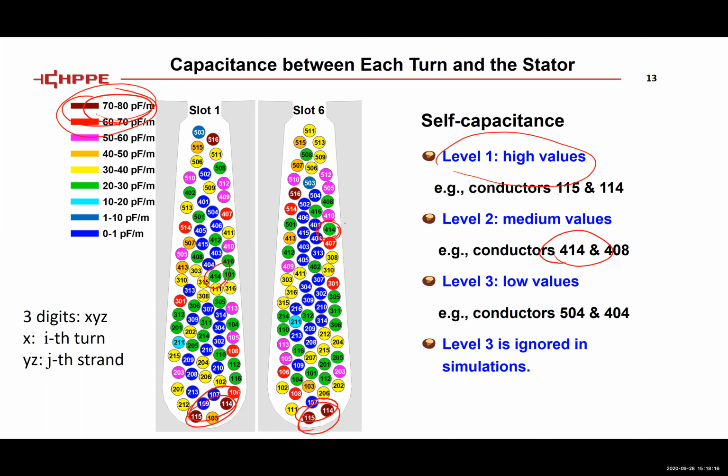Then the last group will be the conductors in the center marked by blue color. If you look at the two sides of the wires, both of the two sides are in the middle of the slot, so both sides are far away from the stator ground wall. That's why the capacitance values are low. And so in the simulation, we actually ignored level 3 capacitance because they're below 1 picofarad per meter.